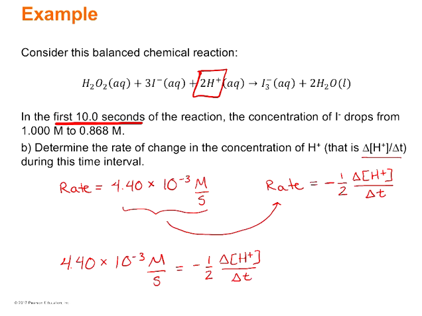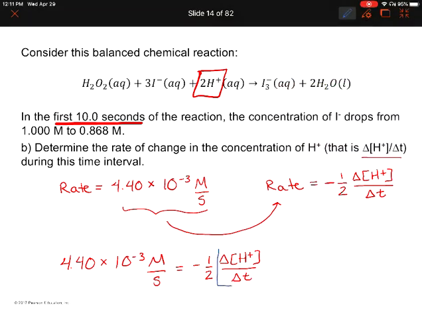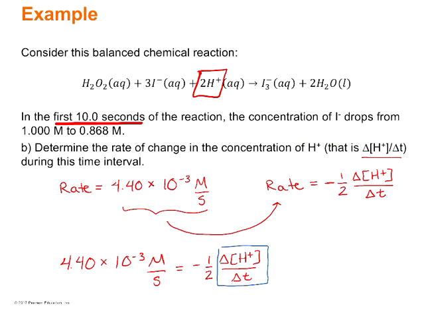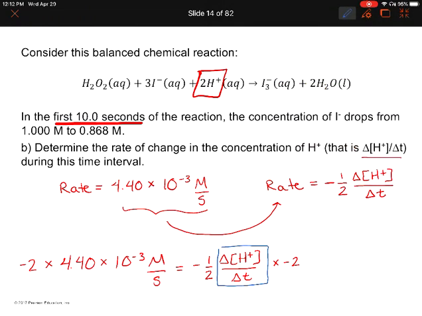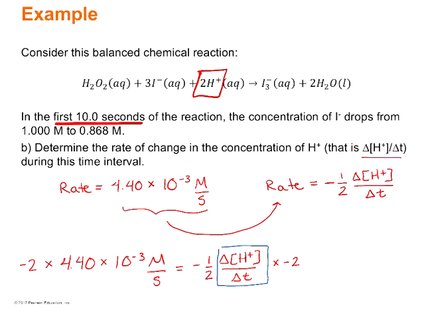Okay, so in order to isolate this expression that we're trying to solve for, we're going to multiply both sides by -2, because that will cancel out our -1/2. Okay, and then I'll use a different color since I'm kind of running out of room here. So if we multiply the rate 4.4 times 10 to the -3 by -2, that will give us the change in concentration of hydrogen ions over the first 10 seconds of the reaction.